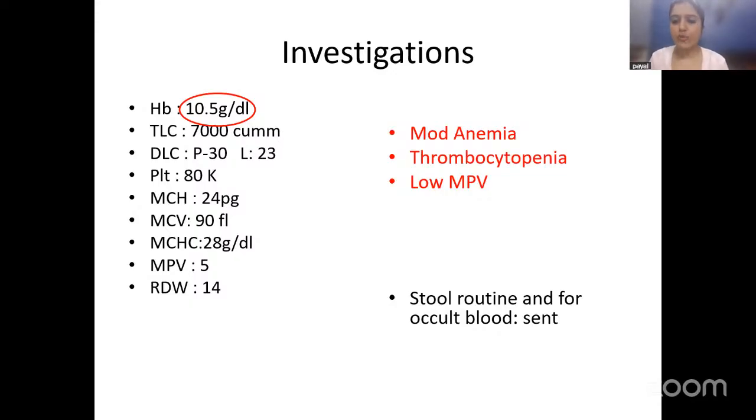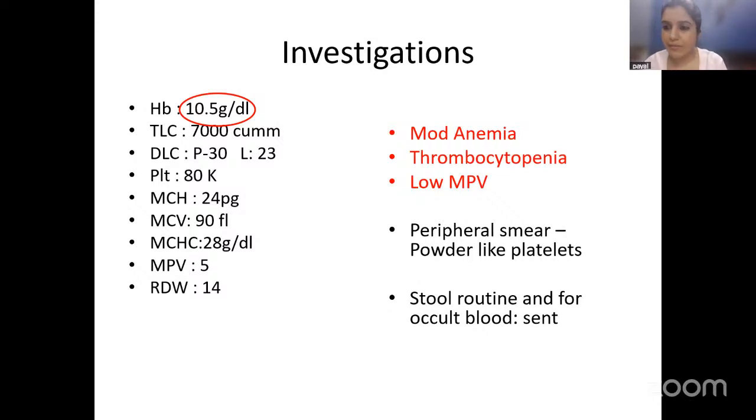Right? Stool routine and occult blood was also sent because mother was really bothered. Why does blood come in the stools? And we asked our pathologist, and what he told us was that they are really small platelets. These are powder-like platelets. So we're trying to join the dots. The resident also sent a coagulation profile because epistaxis was there, and there was blood in stool. So the resident also sent PT, aPTT, and INR, which looked absolutely normal.